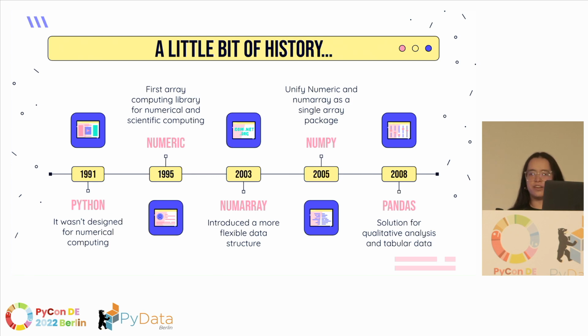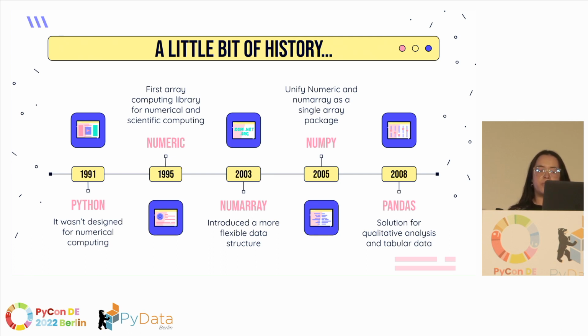Then in 1995, we had the first library that had arrays and let you manage and do computations and do scientific computing. And thanks to this library, Numeric, we have the current typings in Python for indexing, because that wasn't in the original Python language. In 2003, we get a new library called NumArray, where the idea was to have a more flexible data structure that could do faster computations on larger arrays, because that was a lacking point for Numeric. It was really, really slow when you started to do big problems.